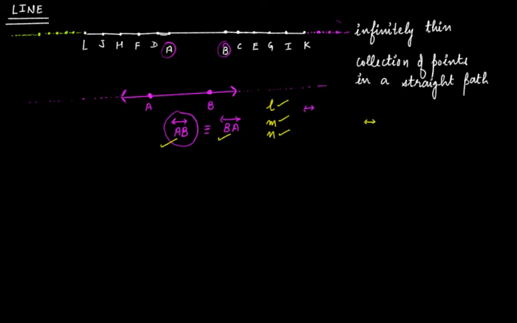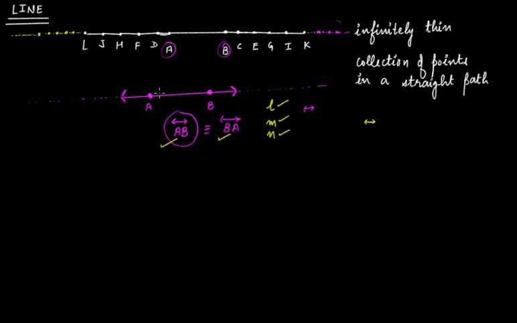So now we have discussed line, and we learned that lines are infinitely thin and they are a collection of points in a straight path. For those of you who haven't watched the video or lecture on line, please first watch that video, because in this video tutorial we are going to discuss line segment, and it's important for you to know the line, then only you can understand line segment, and what's the difference between line and line segment.